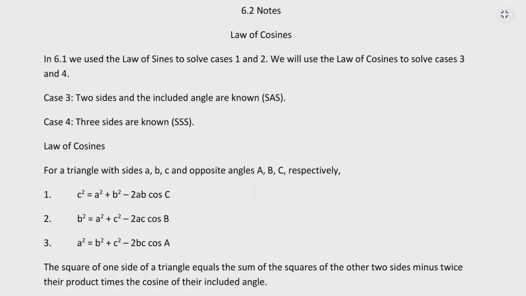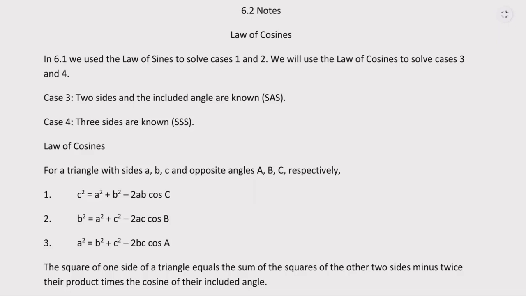In this section, we will talk about the law of cosines. So we used law of sines to solve case 1 and case 2 of our triangle combination. And law of cosines, as mentioned in that previous video, is for solving case 3 and case 4, where we have two sides and an included angle, or if we have three sides.